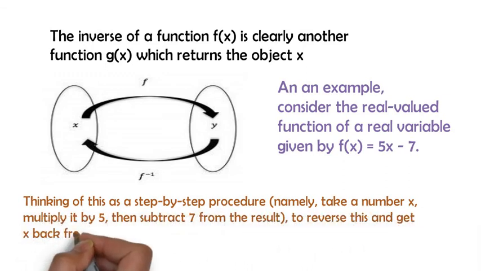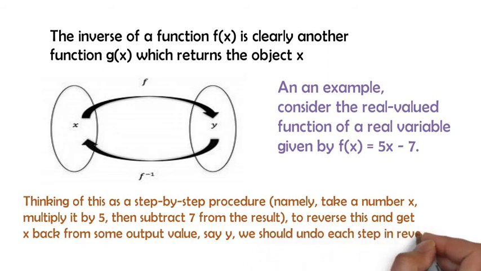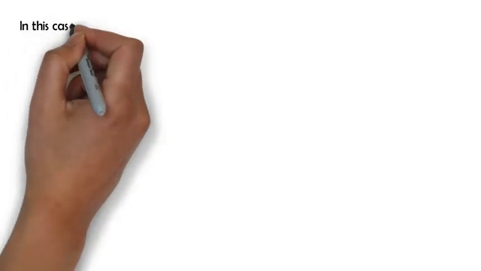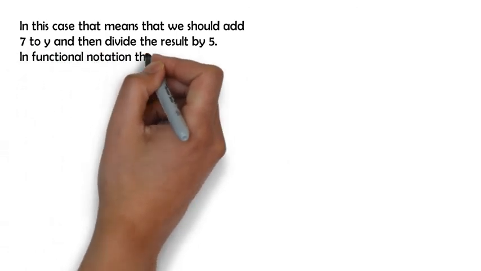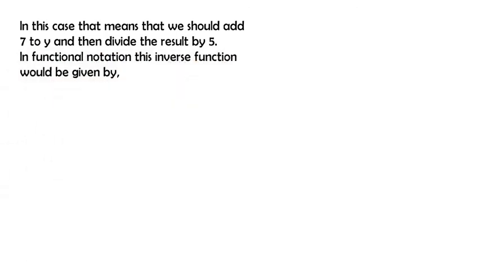namely, take a number x, multiply it by 5, then subtract 7 from the result. To reverse this and get x back from some output value, say y, we should undergo each step in reverse order. In this case, that means we should try to add 7 to y and then divide the result by 5. In functional notation, this inverse function would be given as g of y equal to y plus 7 divided by 5.